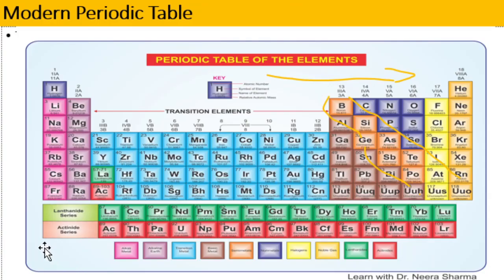So in the periodic table, now what happens to the atomic size? Atomic size increases as we go down in the periodic table, and it decreases as we go across. Ionization enthalpy will decrease as we go down a group and increase as we go across a period. Similarly, electron gain enthalpy will decrease as we go down a group and increase as we go across from left to right in a period.